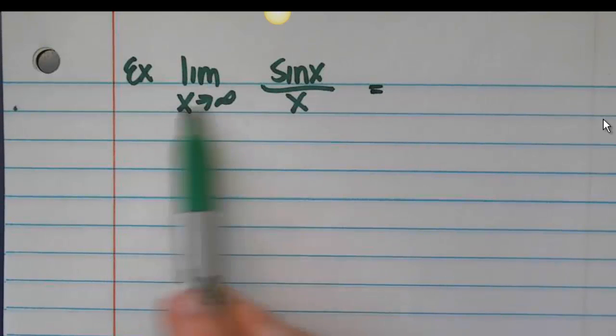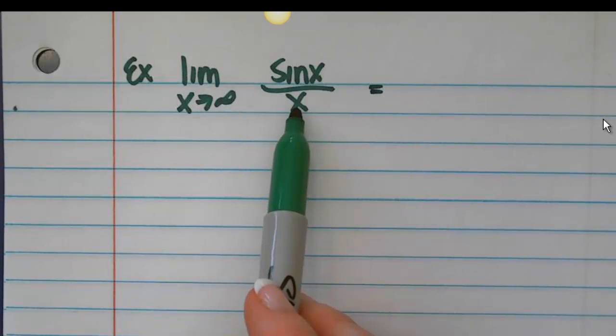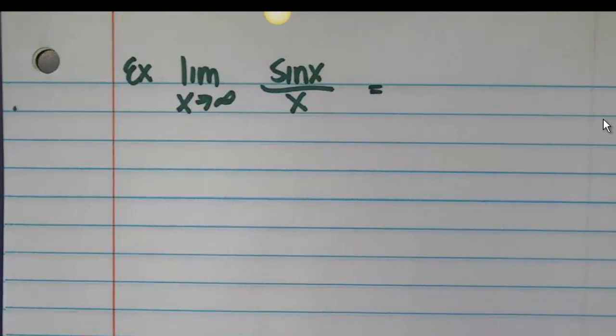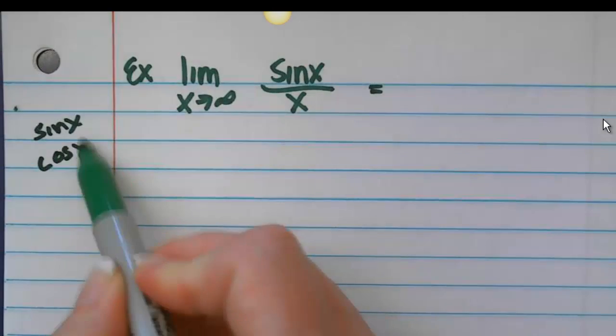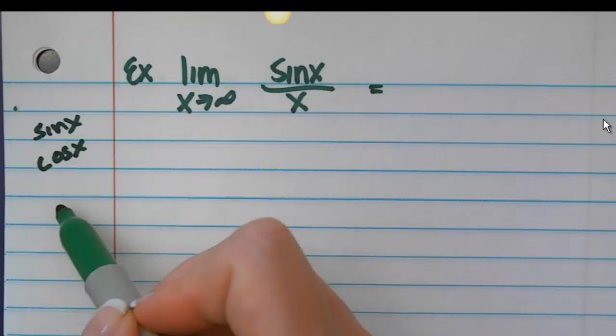Okay, so the limit as x approaches infinity of sine x over x. Well, my normal asymptote rules aren't going to apply. Factoring doesn't really work here. There's nothing I can factor. There's no algebra I can do. There's no radicals. What I do know is that when I see things like sine x or cosine x, they have a range restriction.